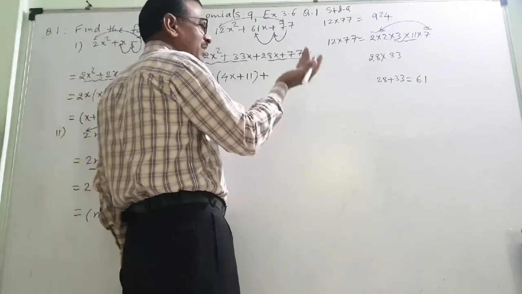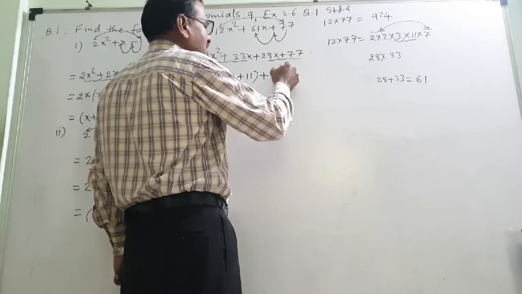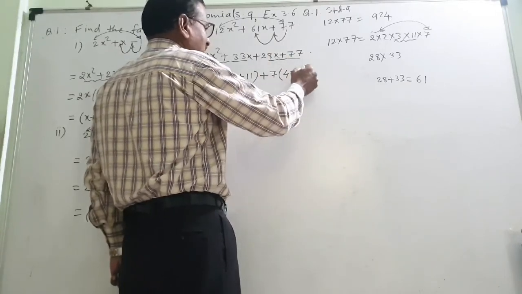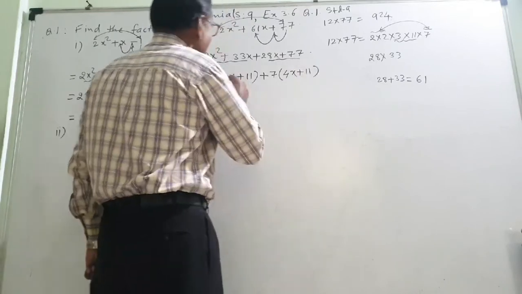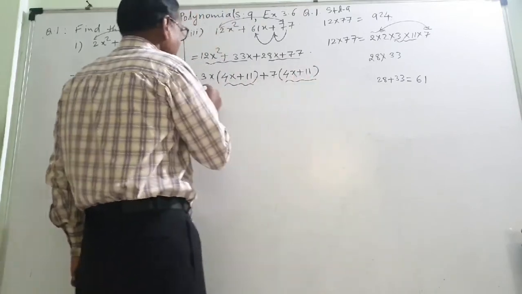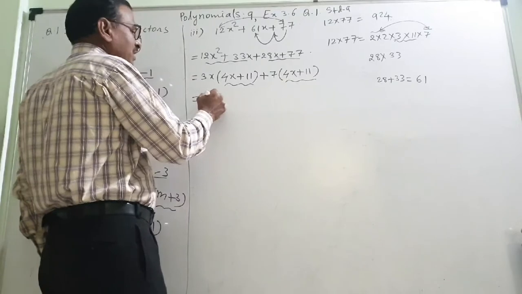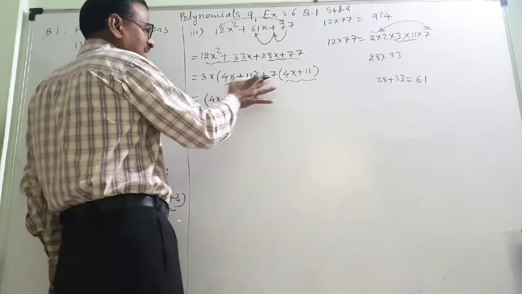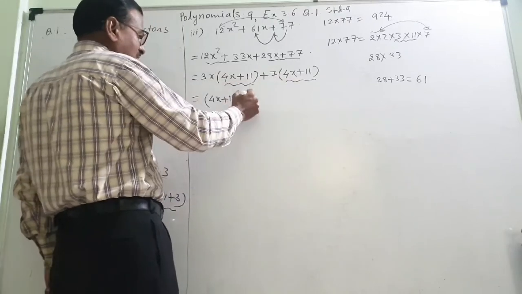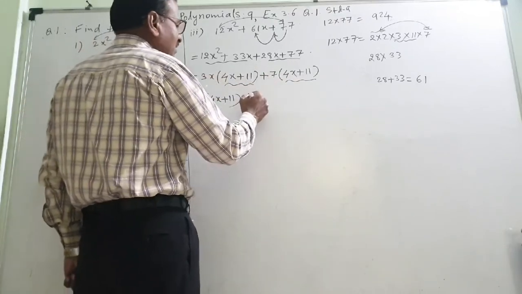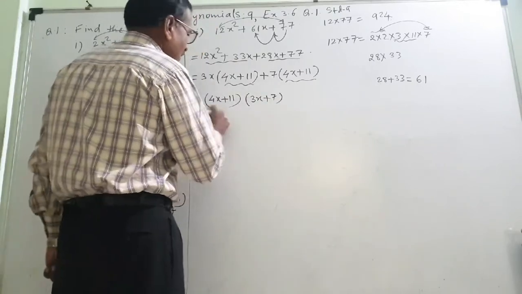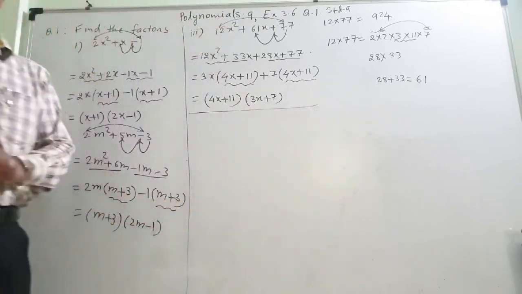Here I can divide by 7: 7 fours are 28, and this x is there, plus 7 elevens are 77. See, the brackets are equal, so now I will take this bracket out. This and this bracket I have taken common. What is remaining here? 3x and here 7. So 3x plus 7. These are the factors of this. Hope that you understand.